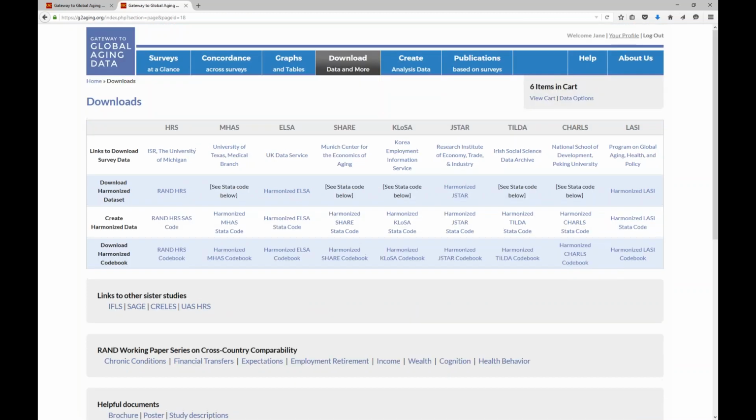And also, when you register, we'll ask you to let us know if you publish using any data from our website, so we can keep track of that and make sure that we can continue to get funded to offer resources like this.